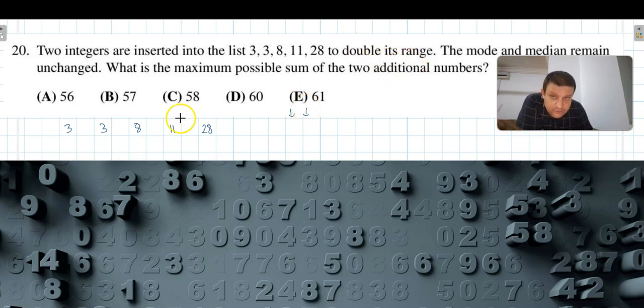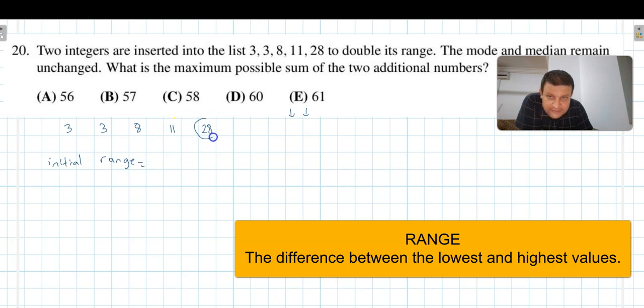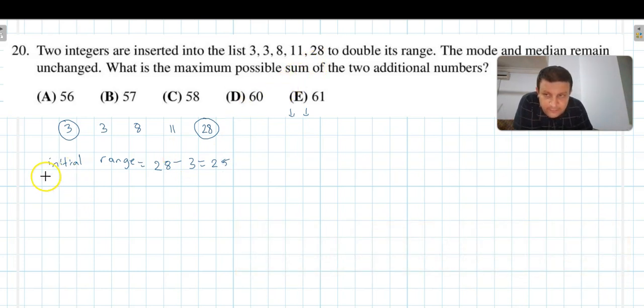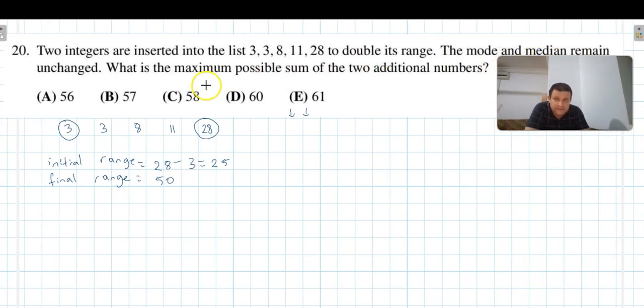And then when we do it, the range will be doubled. So in the beginning, let's find the range. Initial range was 28, the greatest number, minus the smallest number, 3. Initial range is 25. So the final range after insertion of these two numbers is going to be 50. The mode and median remain unchanged.